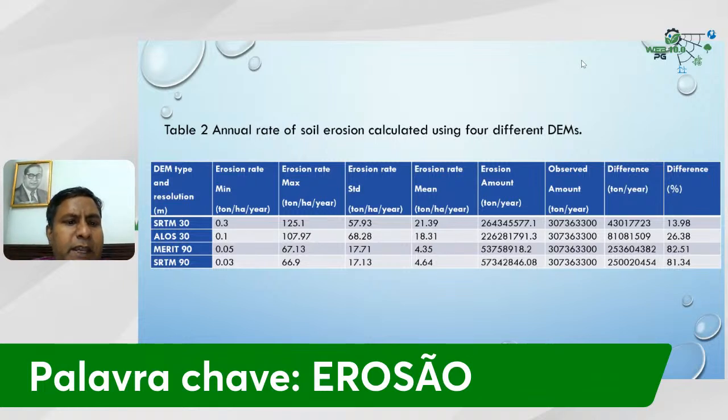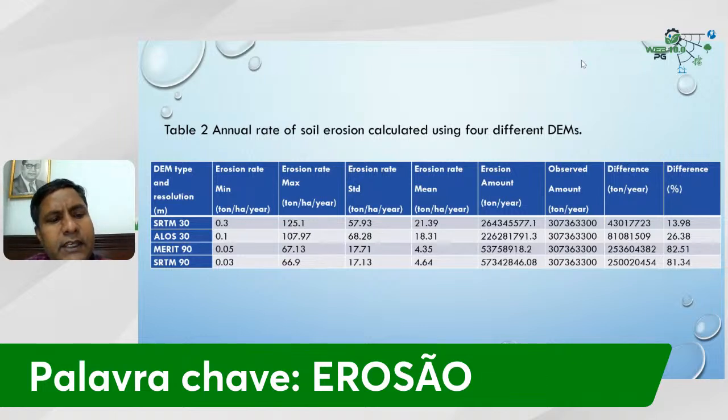Then there is an erosion rate maximum: 125 tons, 107 tons. Merit is showing only 67 tons, and SRTM 90 shows 66 tons. Now we have the observed actual amount, and then we computed the difference.